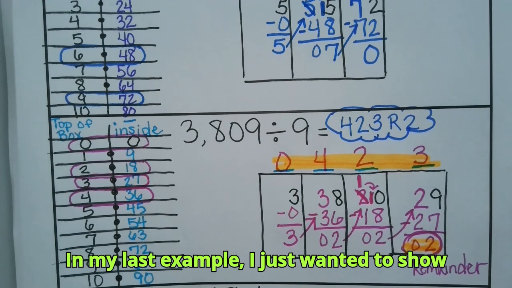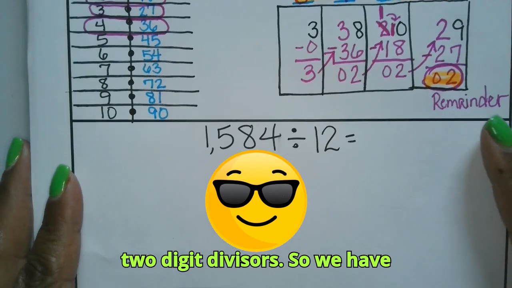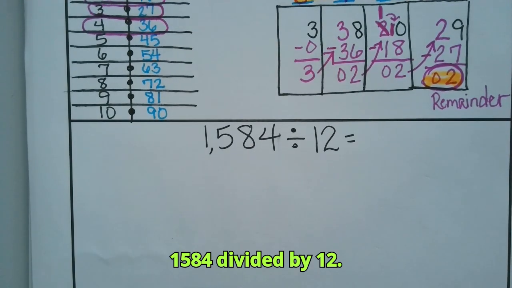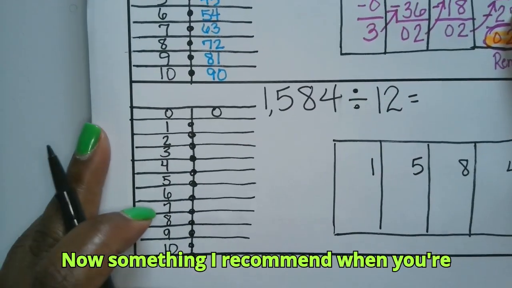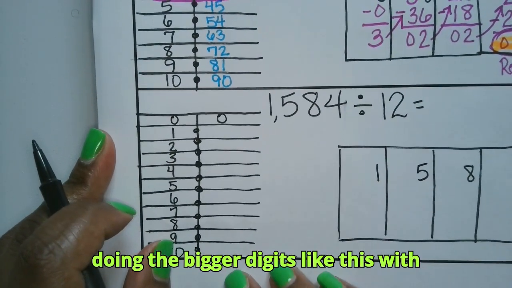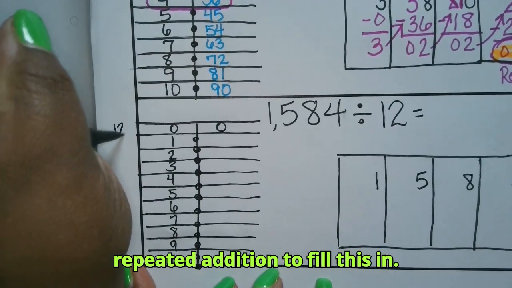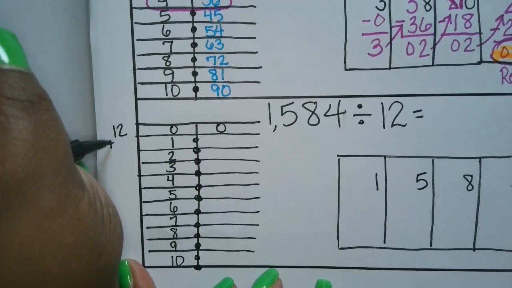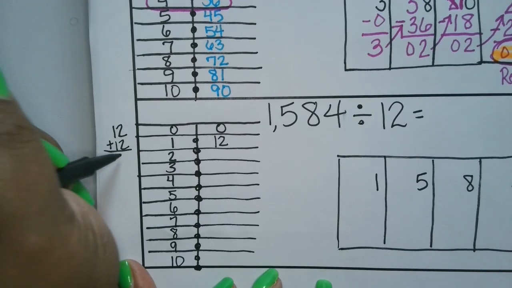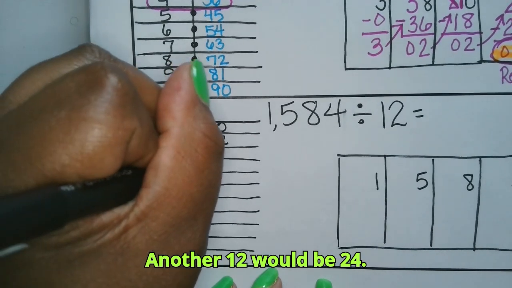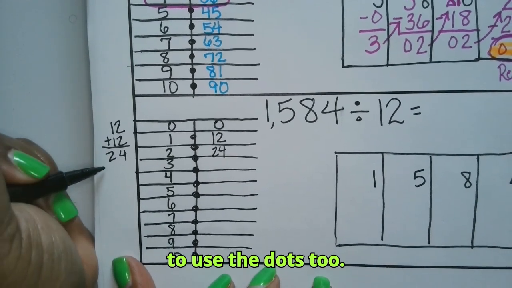In my last example, I just wanted to show that yes, even this method can work for 2-digit divisors. So we have 1,584 divided by 12. Now something I recommend when you're doing the bigger digits like this with 2 digits, like 12, I would use repeated addition to fill this in. 12. Another 12 would be 24. But you're definitely more than welcome to use the dots too.